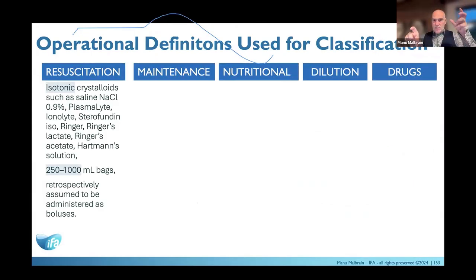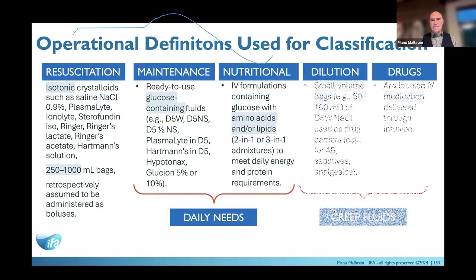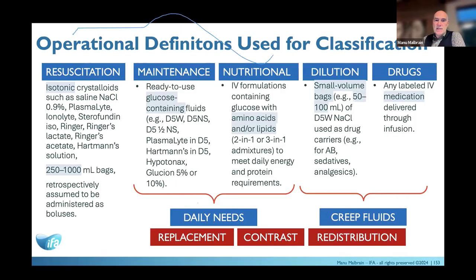Remember the beakers with the body distribution, isotonic fluids will remain 25% intravascularly. Maintenance, we defined, and nutrition is clear, amino acids and lipids. Maintenance is any glucose-containing fluid. Dilution, we defined as the small bags, 50 ml, 100 ml. And the drugs like paracetamol, coming IV, metronidazole coming IV, so those were defined as creep fluids and the others to cover the daily needs.